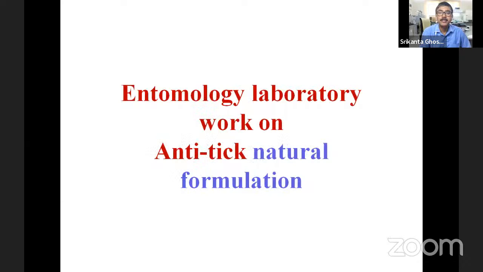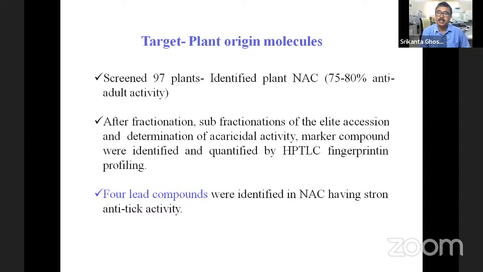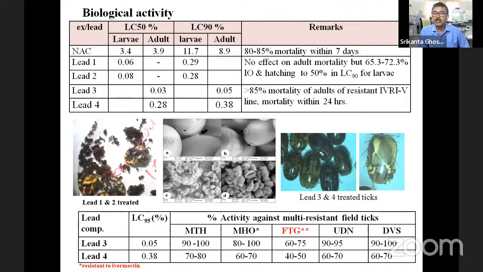What we have seen: initially we screened this number of plants and identified four. Out of the four plants, I have taken the example of one plant coded as NAC. Many things are coded because these are protected under IPR. As I told, first we identified it using the approach I described, with all the parameters. Then we characterized it, identified the active compounds, and used those compounds for checking activity.